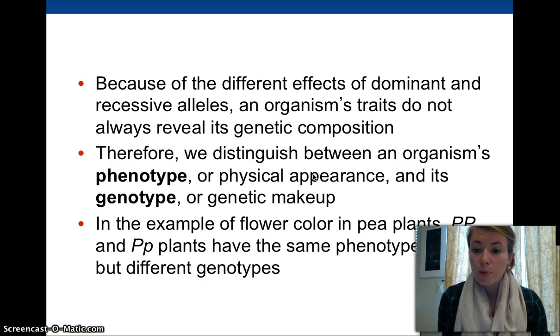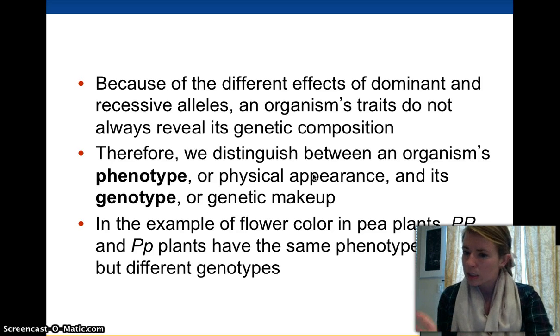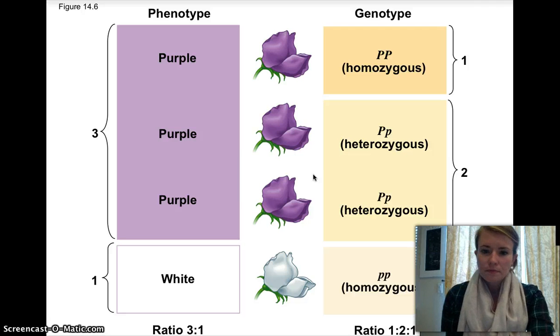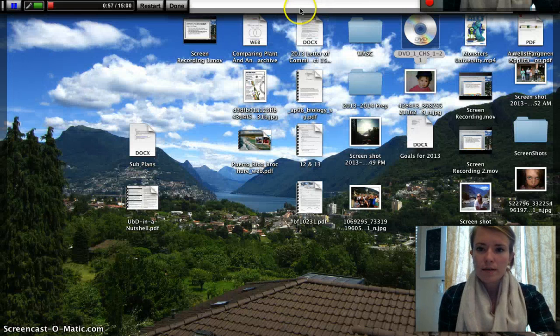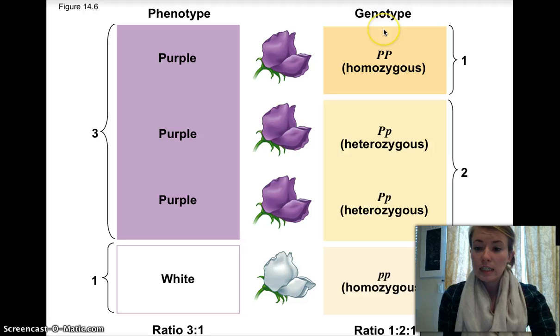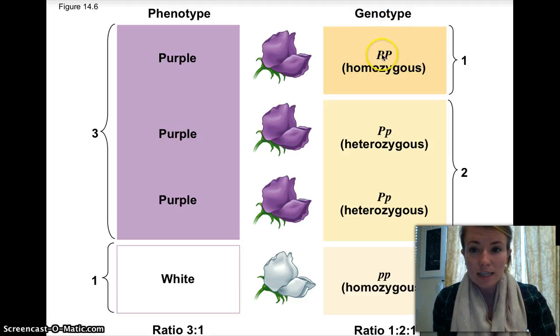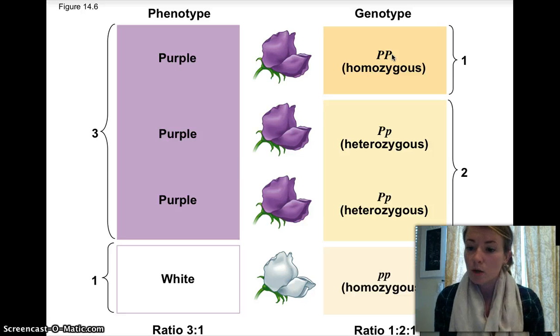So if you have purple flowers, that's your phenotype. You are purple, but you could have two possible genotypes, big P big P, or big P, little p. So that's why it's important to distinguish between the two. This guy right here, his genotype is big P big P. He is homozygous. He has two copies of the same dominant allele, so we call him homozygous dominant.